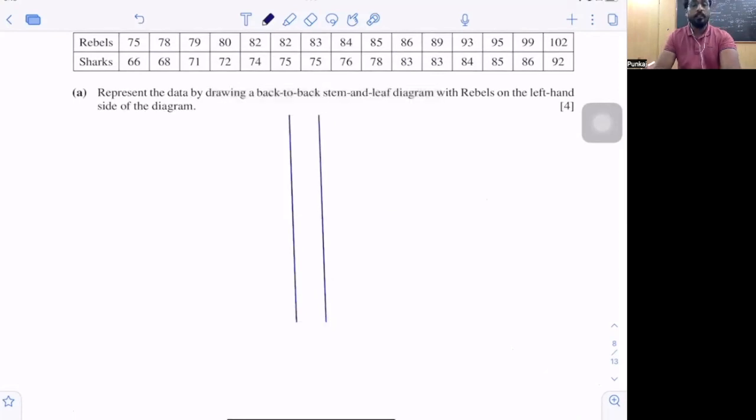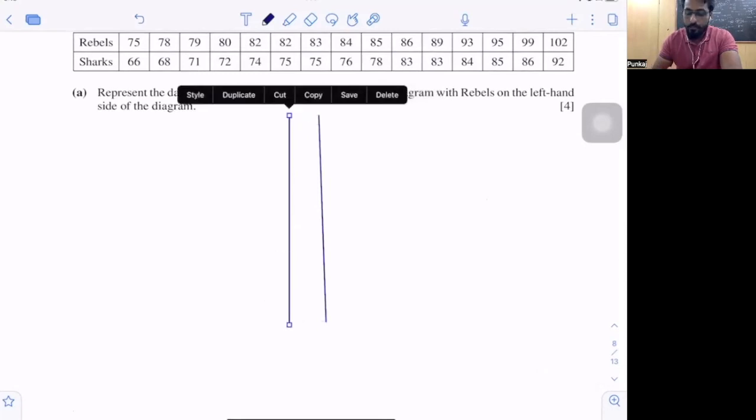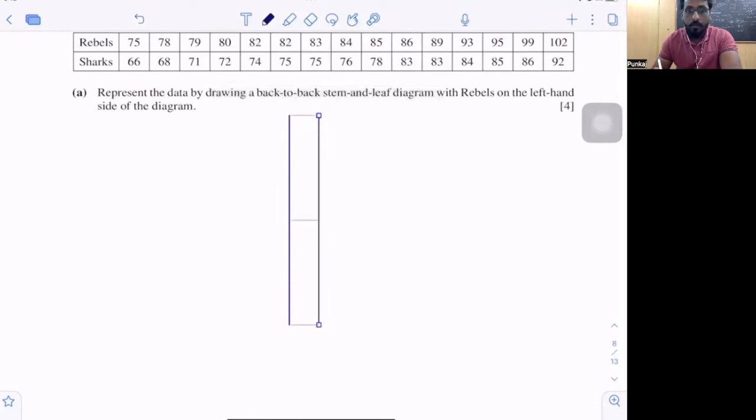Okay, so that's a vertical line. Here you are going to represent the stem. So I'll just straighten it out a little bit. So that's the stem, and then again draw a horizontal line as well.